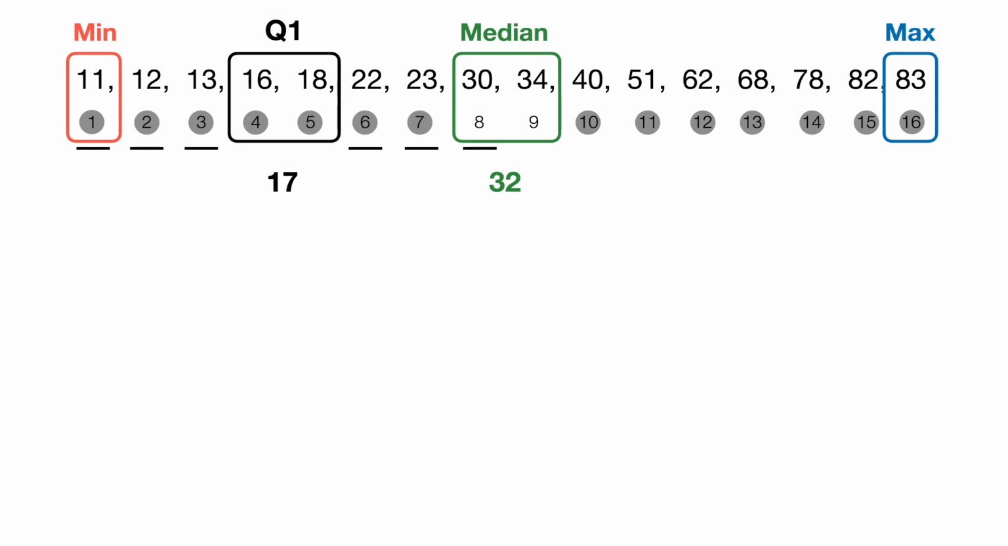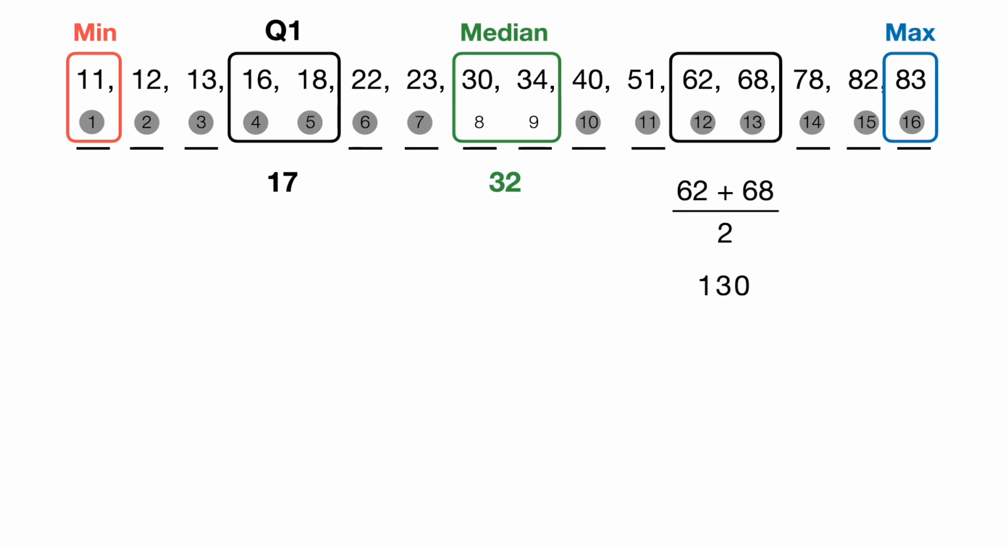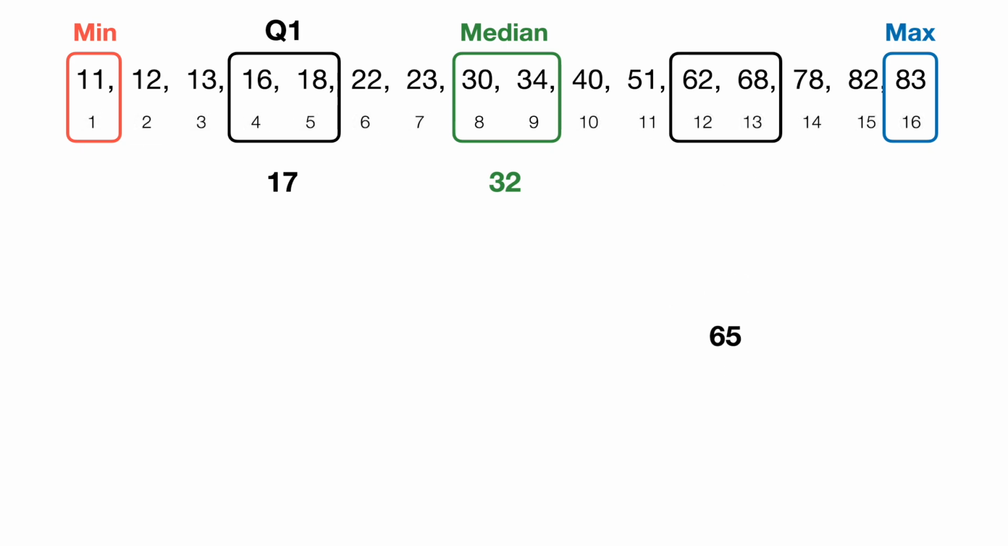Let's do the same thing from our median to max. And again, we counted in from 30 for Q1, so we're going to count in from 34 for the max. So let's count in 1, 2, 3, two numbers in the middle. So again, we find the average. 62 plus 68 divided by 2. It's going to give us 130 divided by 2, which is going to give us a Q3 of 65.